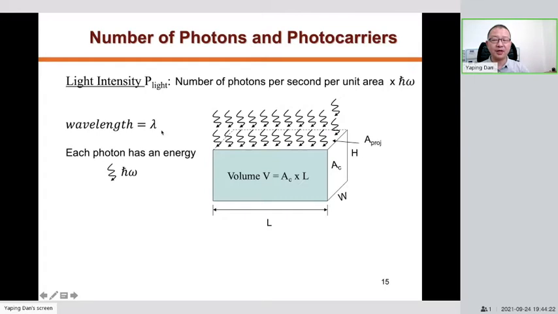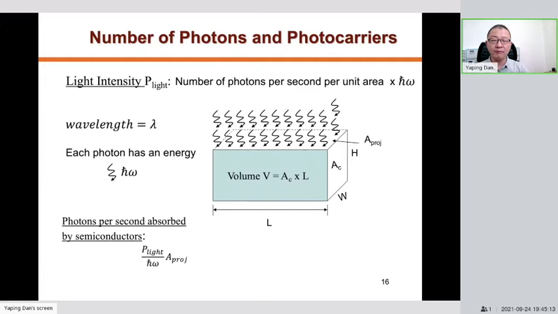Given a light with a wavelength of lambda, suppose each photon has a photon energy of ħω, or hν. Let's suppose all the light will be absorbed by this semiconductor. The semiconductor has a volume V equal to the cross-section area times the length. It has a surface area, the cross-section area projected in the direction of the light illumination.